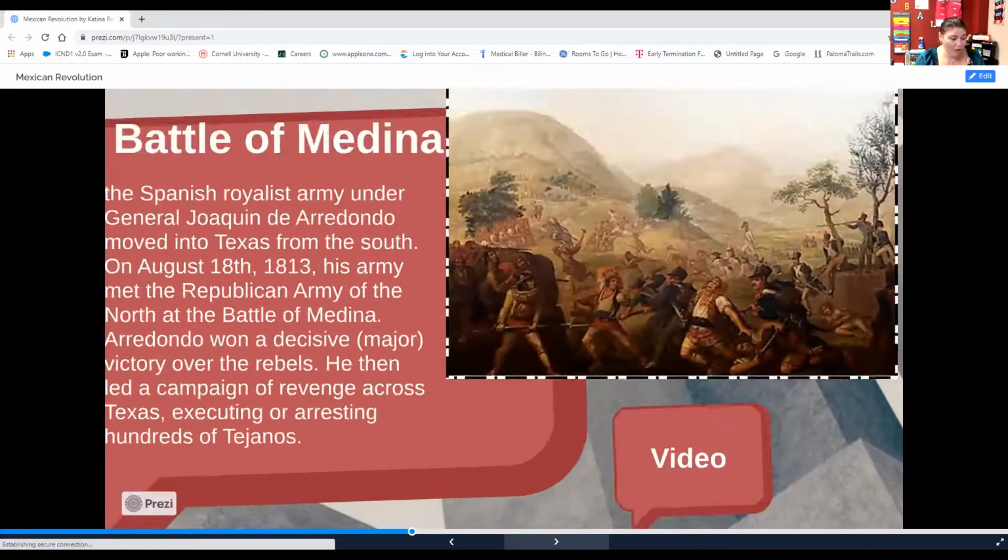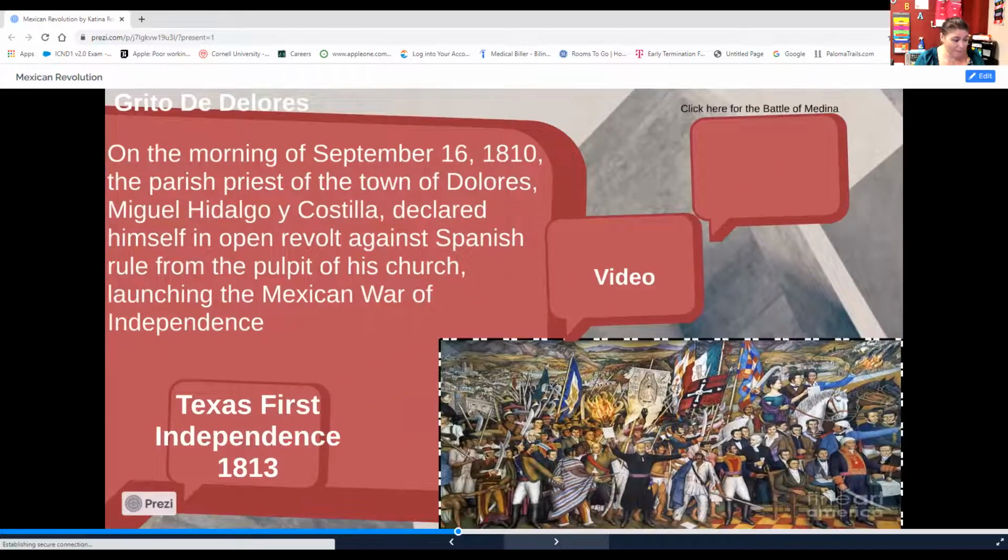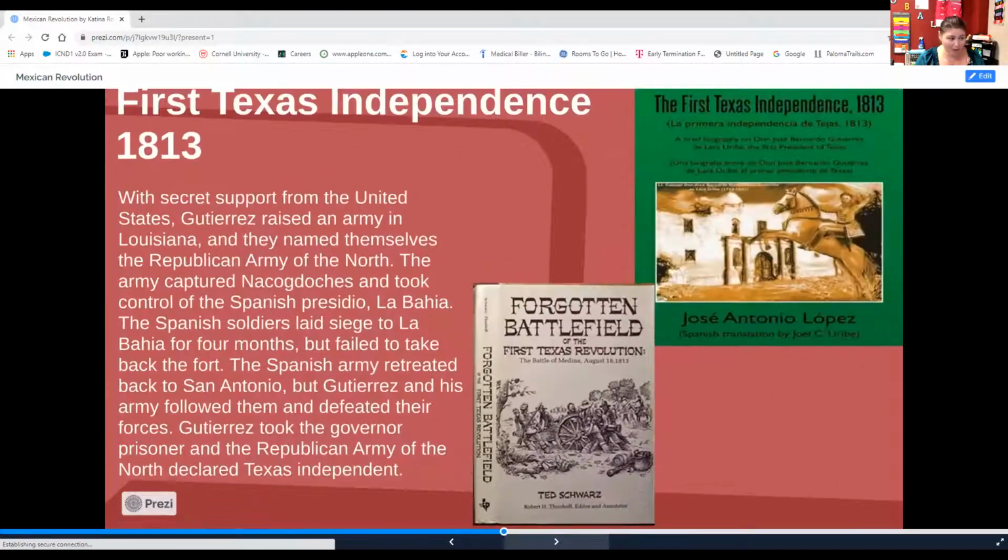Okay. Now we can take a look over here at the first independence in Mexico. So when the army comes in and they win their revolution, with secret support from the United States, you need to know that this is because of the US why this is able to happen with the independence in Texas, which only happens for a short while, because you need to remember it's stopped by the Spanish at the Battle of Medina. Okay, so many of the people left, and taking a look here, forgotten battlefields of the first Texas Revolution. Again, we're looking at the battlefield of Medina, and it's completely squashed.